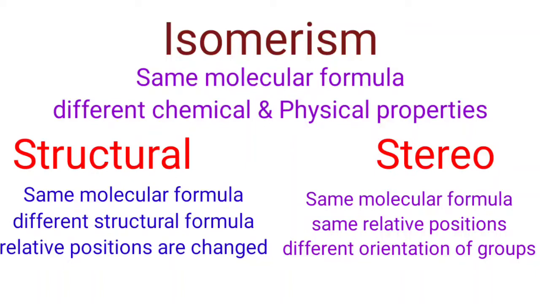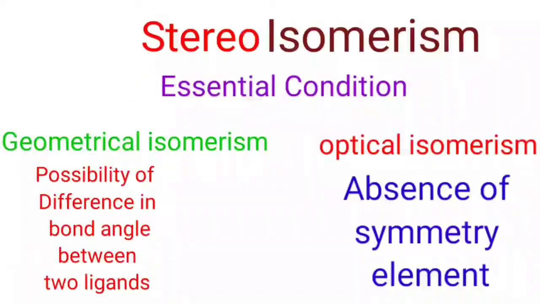In structural isomerism, same molecular formula, different structural formula and relative positions are changed. And in stereo, same molecular formula, same relative position but different orientation of groups. And stereoisomerism is of two types, geometrical isomerism, optical isomerism.